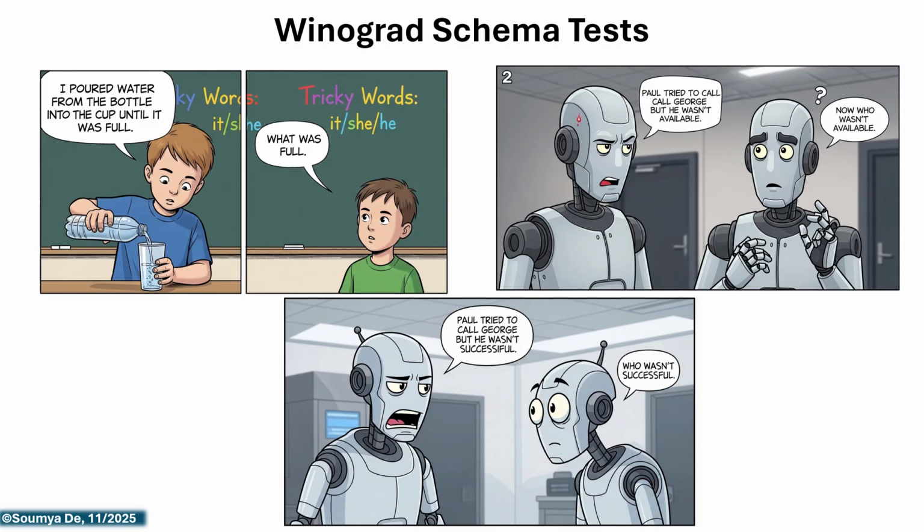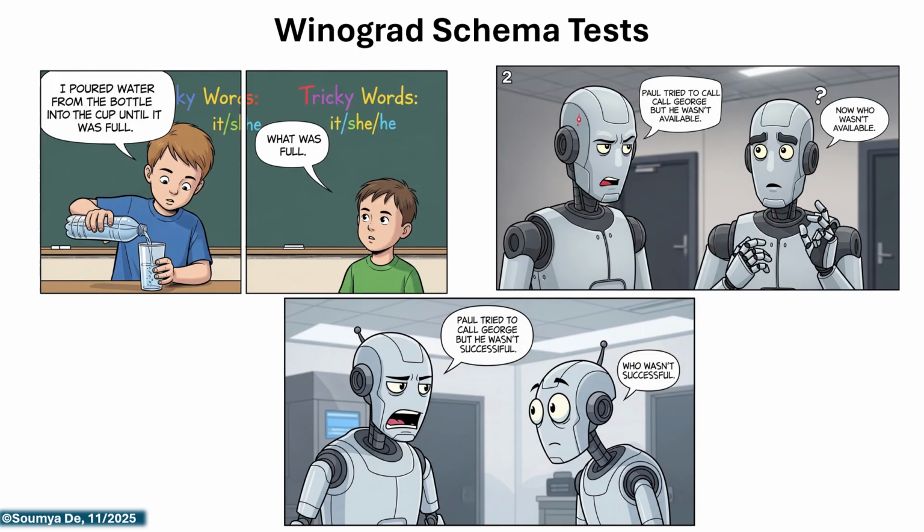Now let's break it down, detectives. Here's the scene. Top left corner. Kid pours water from the bottle. The cup overflows. Oops, it's full. The other kid points at the cup. Winner. Why? Because it is equal to the cup. The bottle's empty now. The water went into the cup.